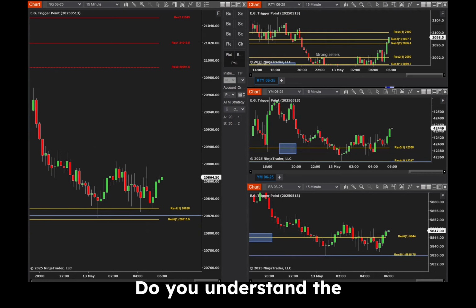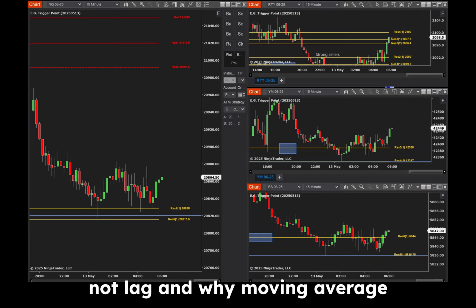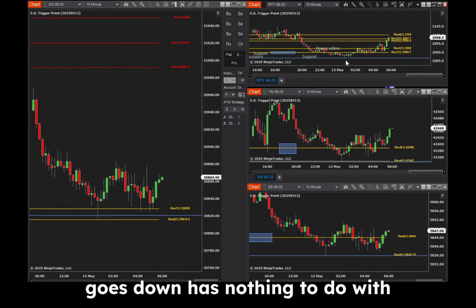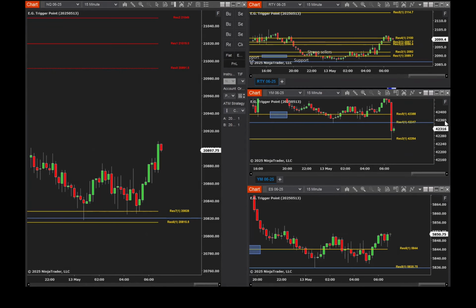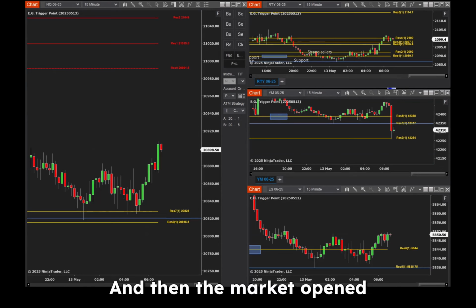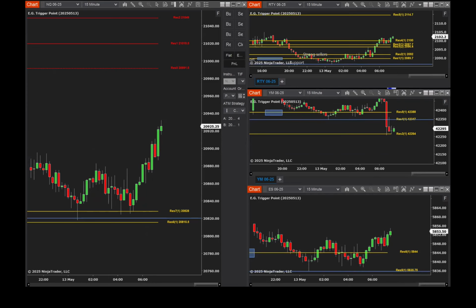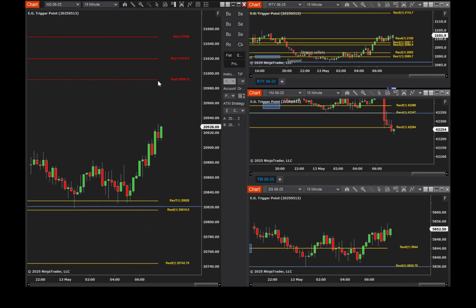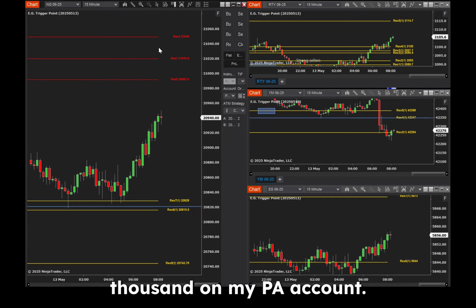Do you have any question? Do you understand the power of CTP, guys? Do you understand why CTP does not lag, and why moving average or saying things like RTY goes down has nothing to do with what it's going to do from now on? Okay. And then the market opened. And I took a long trade here and made almost 4.5 thousand on my PA account.